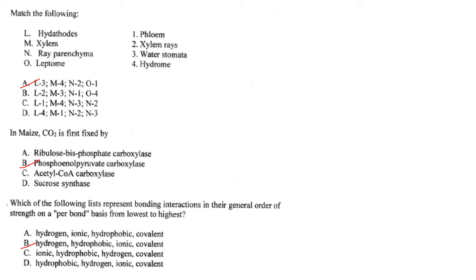Then which of the following lists represents bonding interactions in their general order of strength on a per bond basis from the lowest to the highest? So out of the given options, covalent bonds are the strongest and hydrogen bonds are the weakest. So first should be hydrogen bonds. Then it must be hydrophobic, that is they are weaker, and then comes ionic. The ionic are less strong, whereas covalent bonds are the strongest.